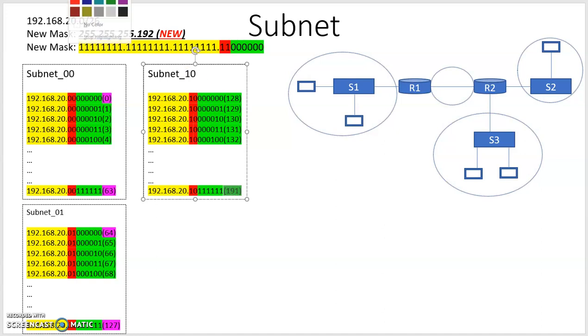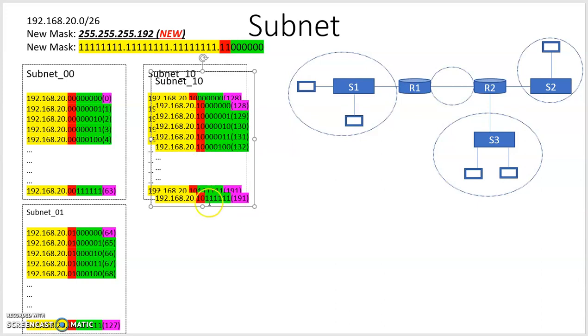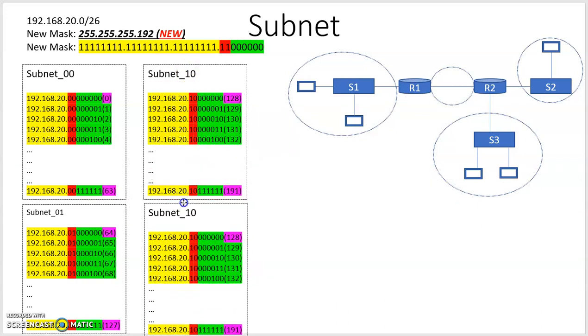So this is the broadcast address for subnet 10, and this is the network or subnet address, 128. The usable IP addresses range from 129 up to 190. Those are the usable IP addresses of subnet 10. So the last one, subnet number 4.